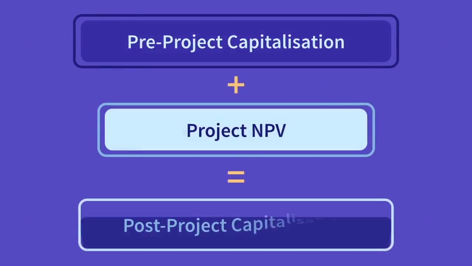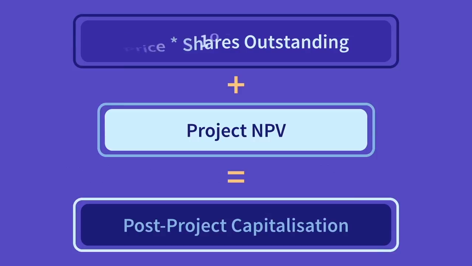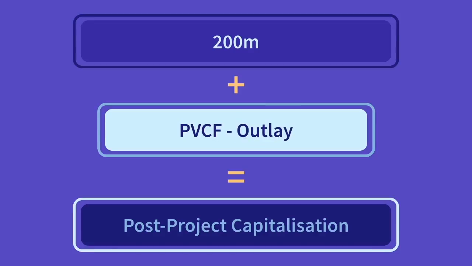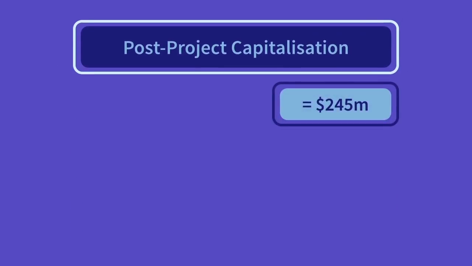Let's fill out the formula. Pre-project capitalization is just the market price times the number of shares outstanding, which we are given as $10 and 20 million shares. So the pre-project capitalization of this company is $200 million. For the project's NPV, we simply take the present value of future cash flows and remove the initial outlay, 145 million minus 100 million, so $45 million. And finally then we sum these together to get the post-project capitalization as $245 million.